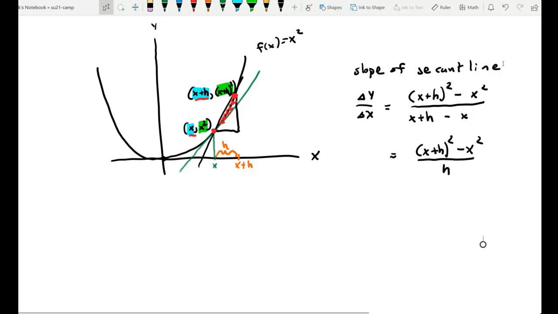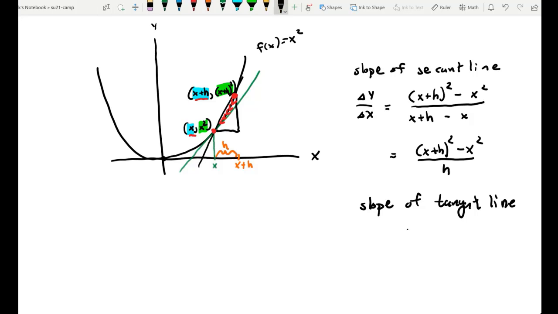So to get the slope of the secant line, we have to take a limit, slope of the tangent line. Okay, so we'll be taking a limit of this slope of secant line. But we're taking the limit as something approaches 0. It'll be the limit as h approaches 0. So you have to be careful here, right?